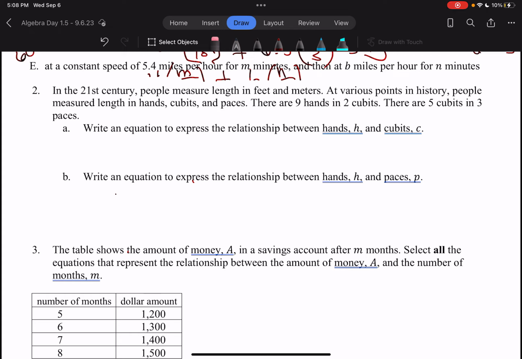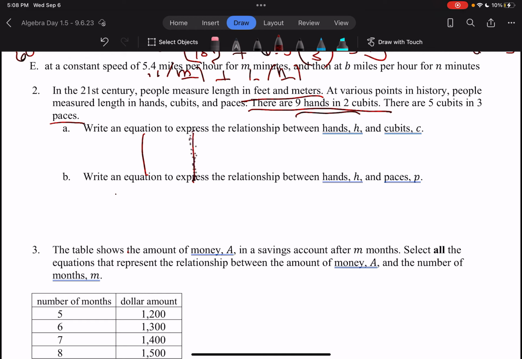So in the 21st century, people measure length in feet and meters. That's what we measure length in now. But in the past, they used to use hands, cubits, and paces. Write an equation to express the relationship between hands and cubits. So we want to see how many hands are in 1 cubit. Well, if there are 9 hands in 2 cubits, right?